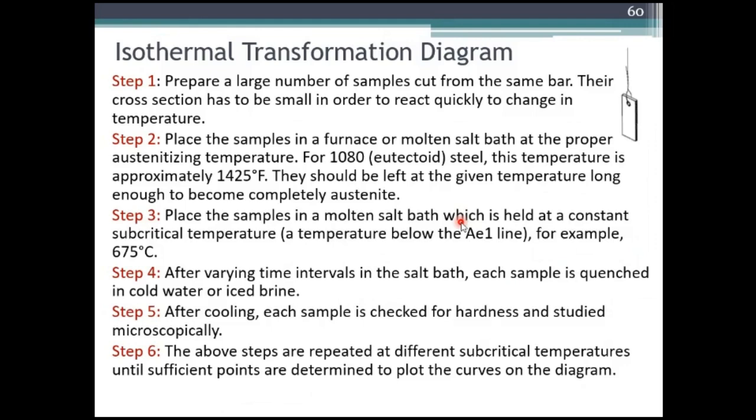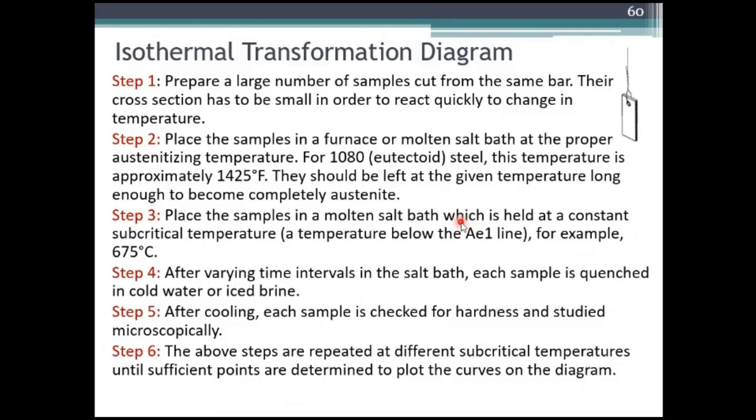We will take the bars which are cut into smaller pieces and keep the samples in a molten salt bath at a proper austenitizing temperature. For steel, the austenitizing temperature will be around 1425 degrees Fahrenheit. If you cut the sample and keep it in a subcritical temperature molten bath around 675 degrees Celsius, each one has to be placed at that temperature for a particular, prolonged time.